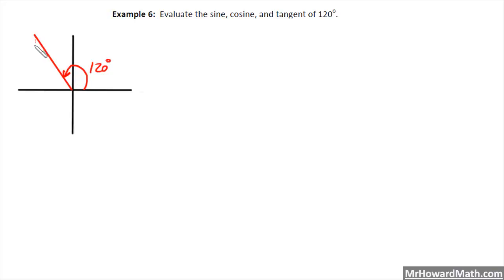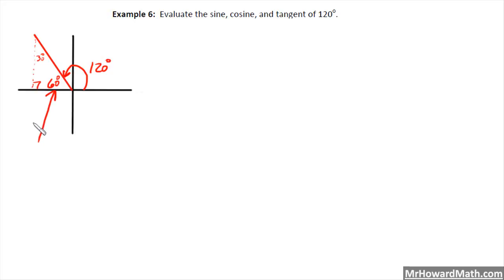And what we're going to use is a new vocabulary word of a reference angle. So this reference angle here would be 60 degrees. If it's 120 to here and 180 all the way down, then that difference right there would be 60 degrees. That also means this has to be 30 and this is a 90-degree angle. So we have our special 30, 60, 90 triangle. So the reference angle in this case is 60 degrees.